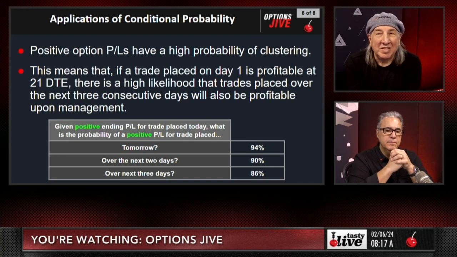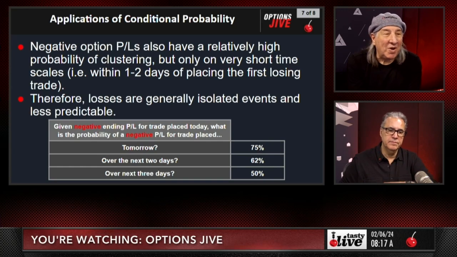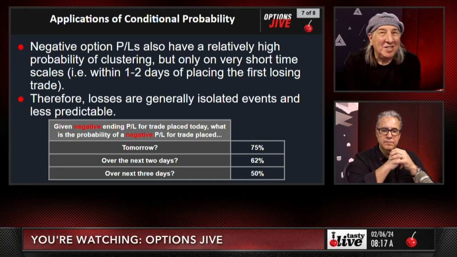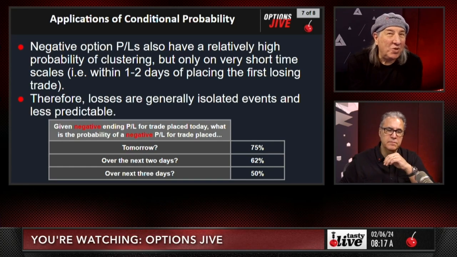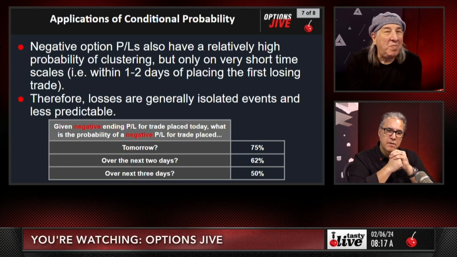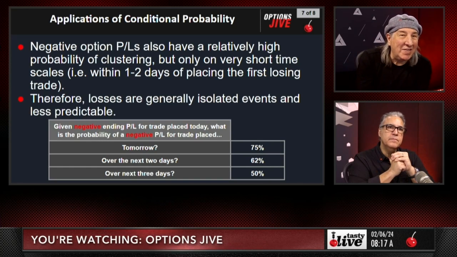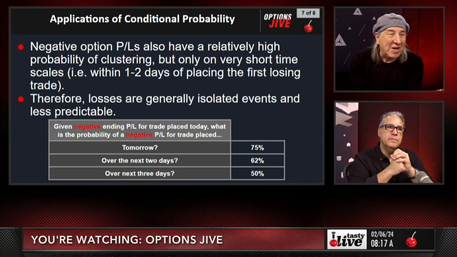Next slide, Beth. So negative option P&Ls also have a relatively high probability of clustering. That's why when we lose, it's usually not just a standalone, but on a very short-term scale, within 1 to 2 days of placing the first losing trade. So losses are generally isolated events and less predictable. But if you do trade on day one and then trade on day two, it's a 75% chance the trade on day two is going to be a loser, 62% chance on day three, and then over the next 3 days after that, it goes down to 50-50.